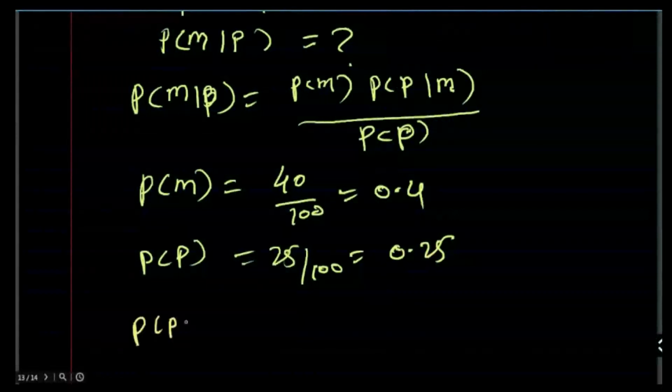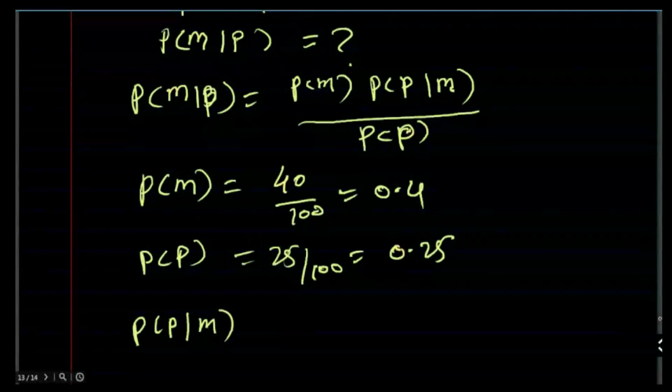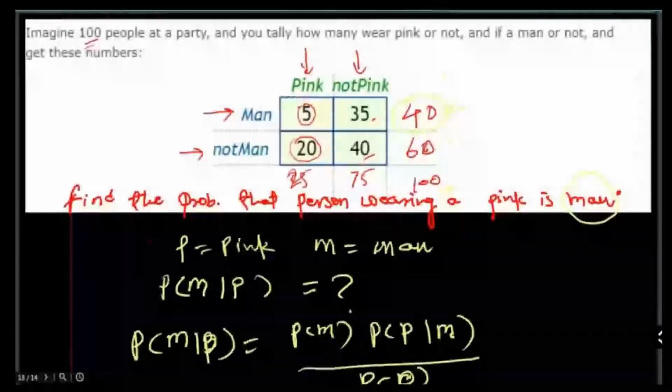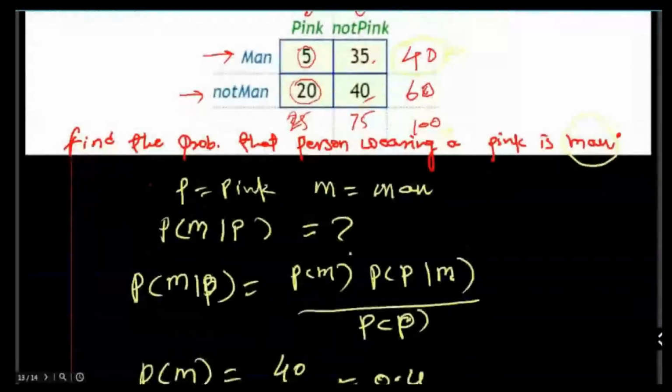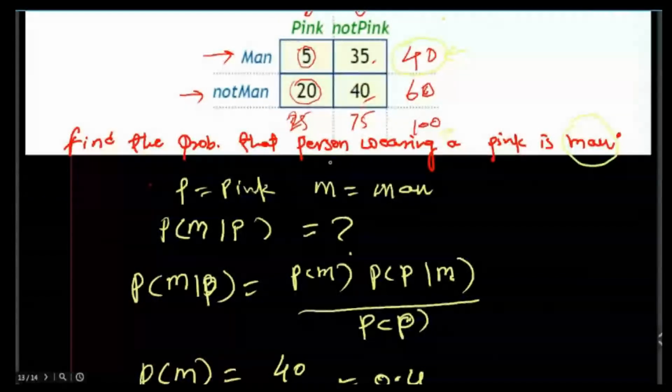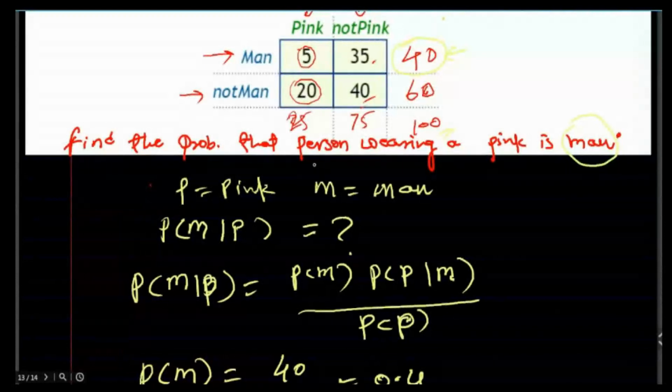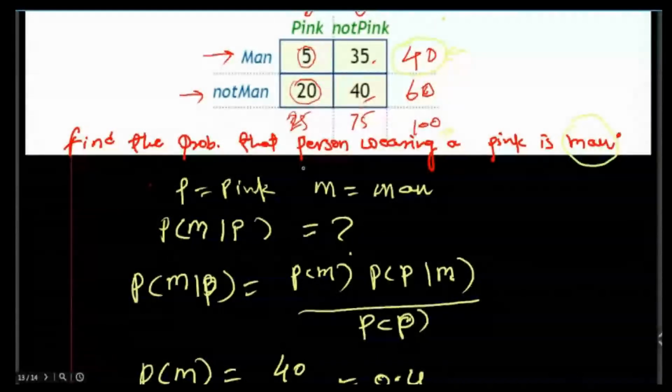And one more term that we require is probability of P given M. Probability of pink given that he is a man. Probability of P given that he is a man. So can you tell me this probability? 20%. Probability of pink given that he is a man is 20%.